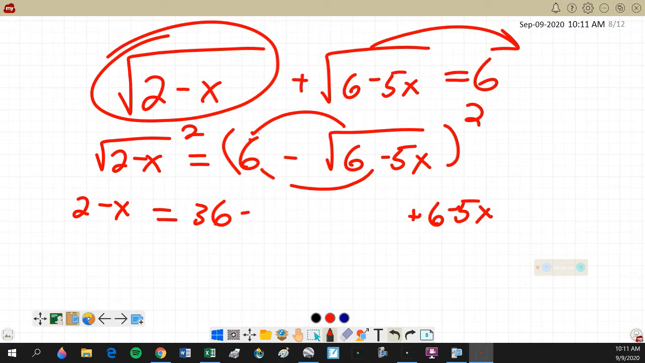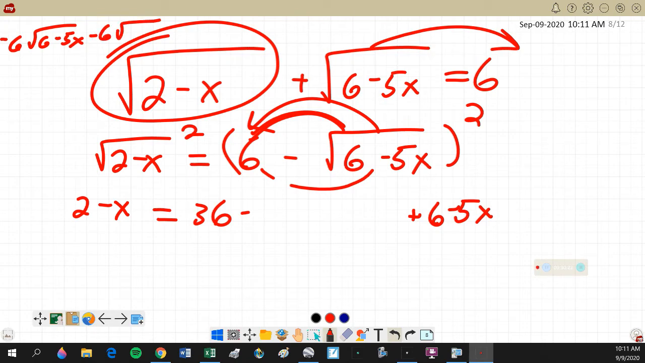So 6 times this is 6 root 6 minus 5x, negative. And then when I do this way, I get the same thing. So negative 12 square root of 6 minus 5x. Oh, that wasn't any fun. Now what?